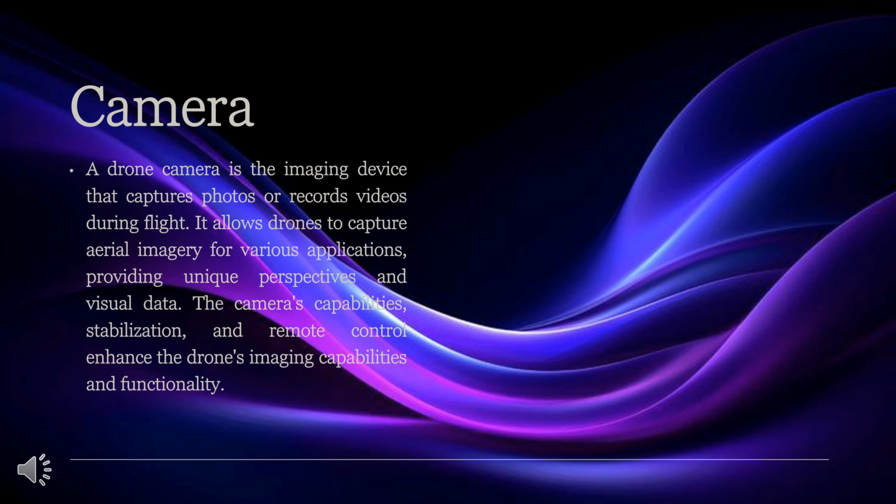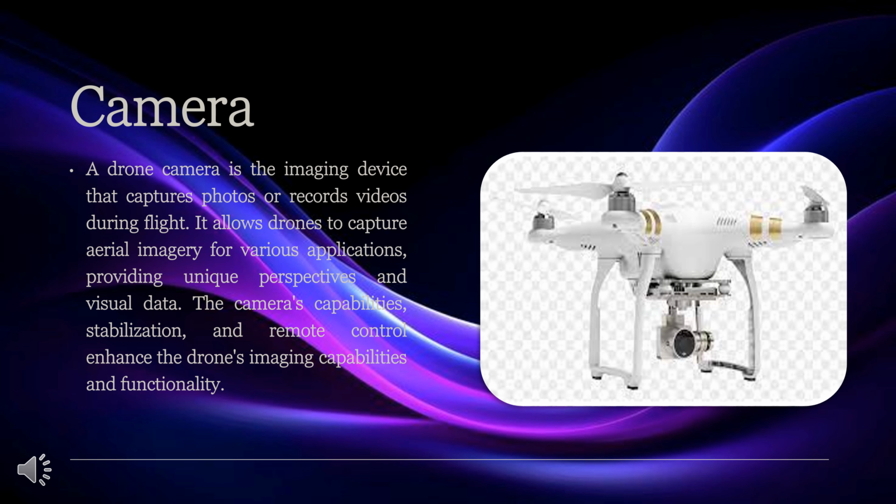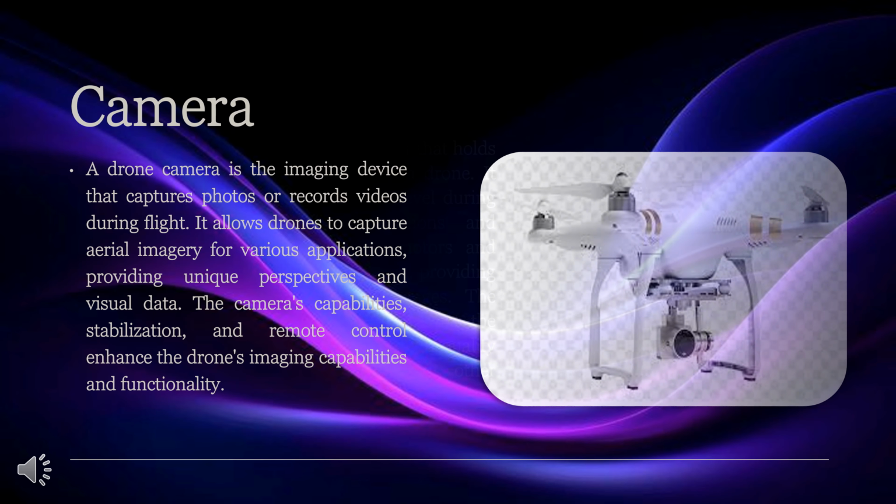Camera. A drone camera is the imaging device that captures photos or records videos during flight. It allows drones to capture aerial imagery for various applications, providing unique perspectives and visual data. The camera's capabilities, stabilization, and remote control enhance the drone's imaging capabilities and functionality.